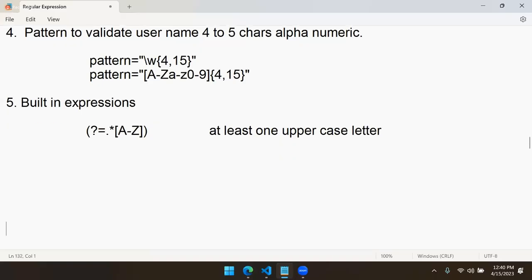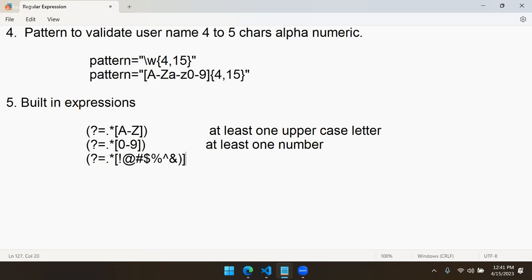That indicates at least one uppercase letter. It's a ready-made formula. We have question mark equal dot star square brace 0-9. This indicates at least one numeric, at least one number. So we have question mark equal dot star square brace and you write some special characters. Understood? This indicates what? At least one special character.